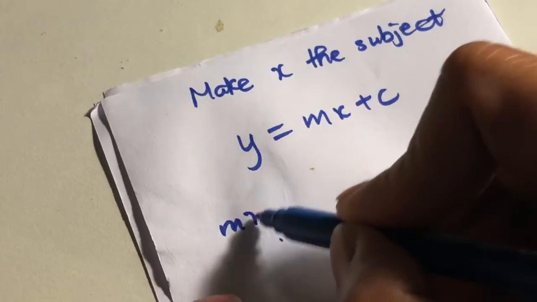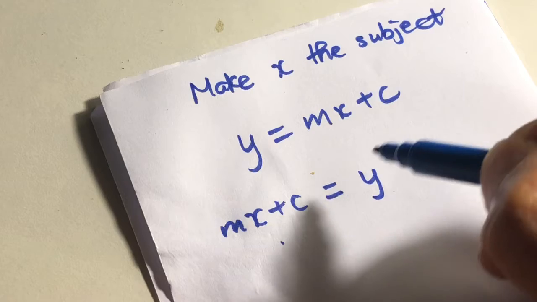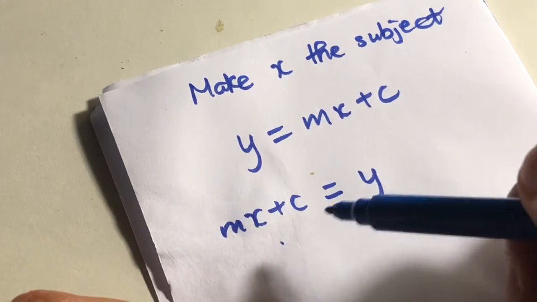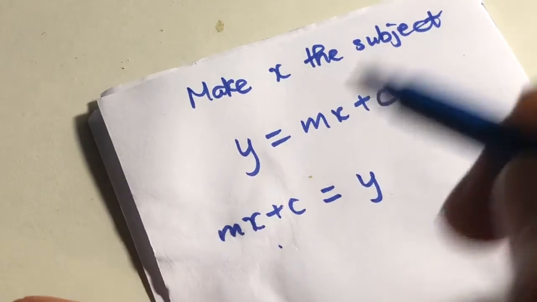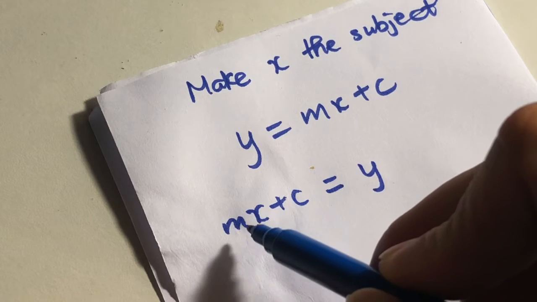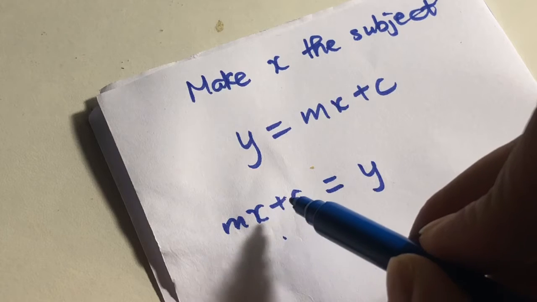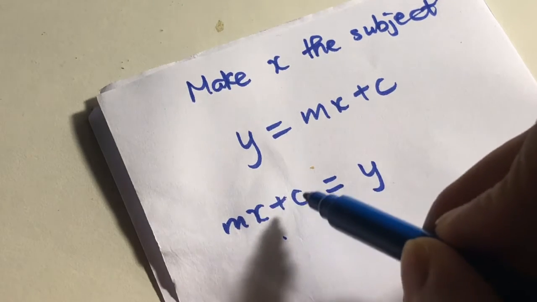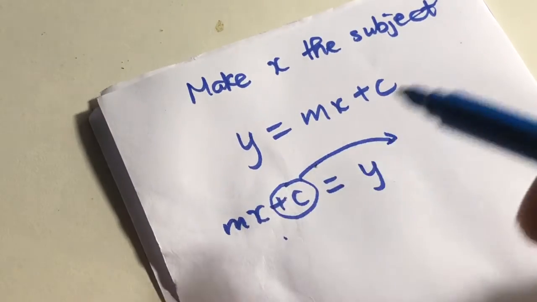So mx plus c equals y. You see that I was just switching. The right becomes the left and the left becomes the right. And now you see that m is stuck to x, which is m times x, by the way. So m is stuck to x, and we're going to deal with that last. Now you see that the plus c is just by itself. So we're going to move this plus c to the right hand side first.